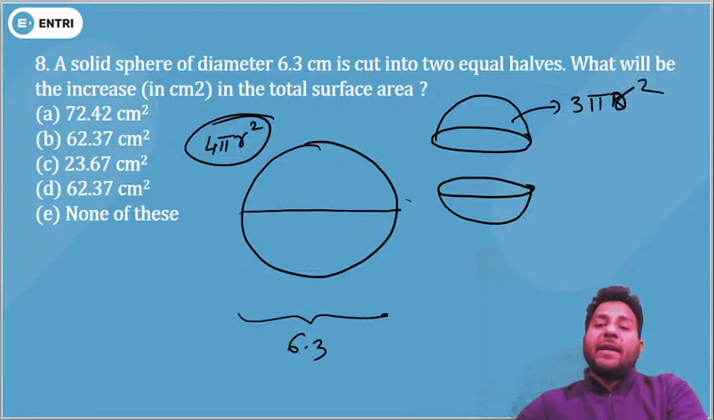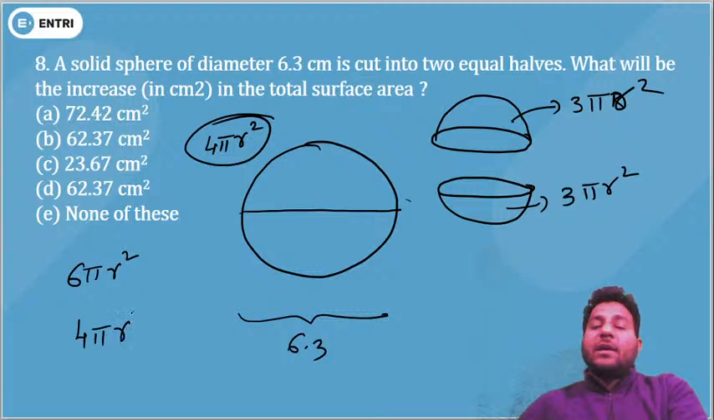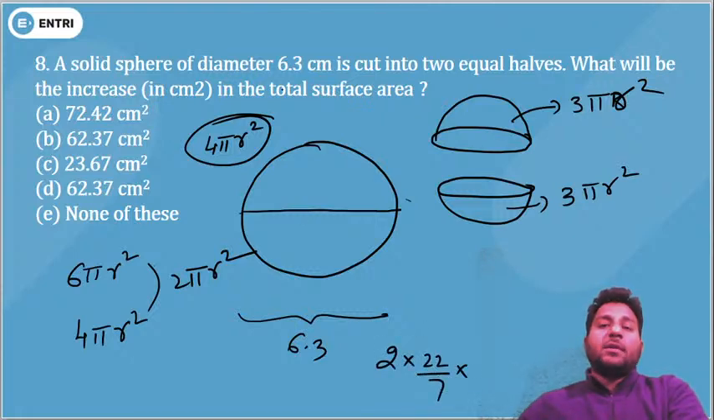It's also 3 pi r square. So you know that after cutting into two equal parts, the total surface area will become 6 pi r square, while earlier it was 4 pi r square. So clearly 2 pi r square has been increased. So what will you do? 2 into 22 by 7 into what? The diameter is 6.3, which means the radius will be 6.3 by 2.